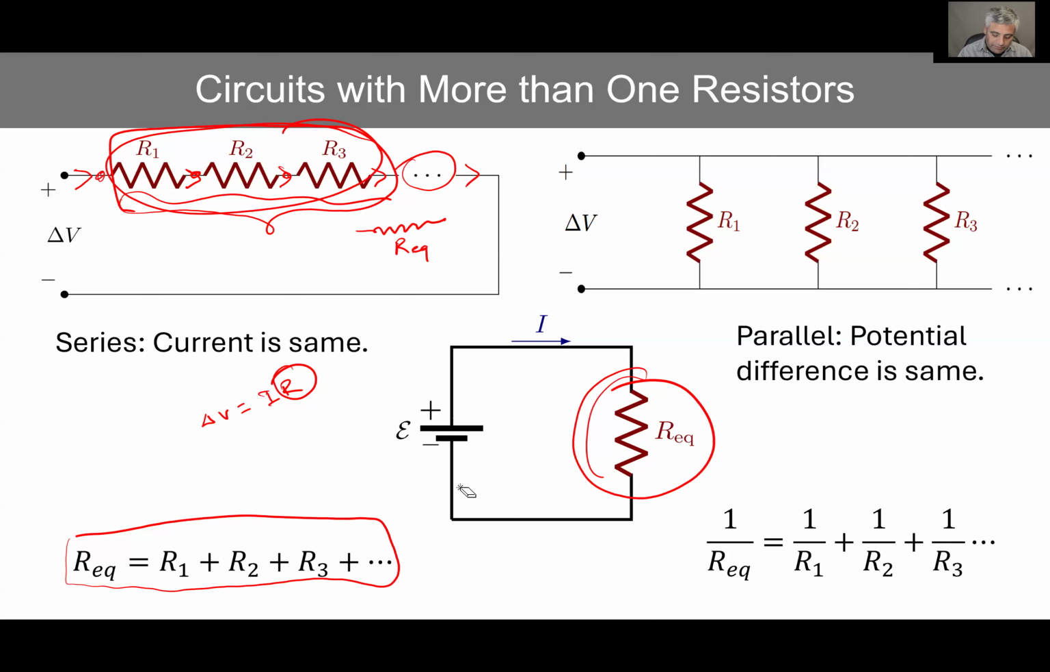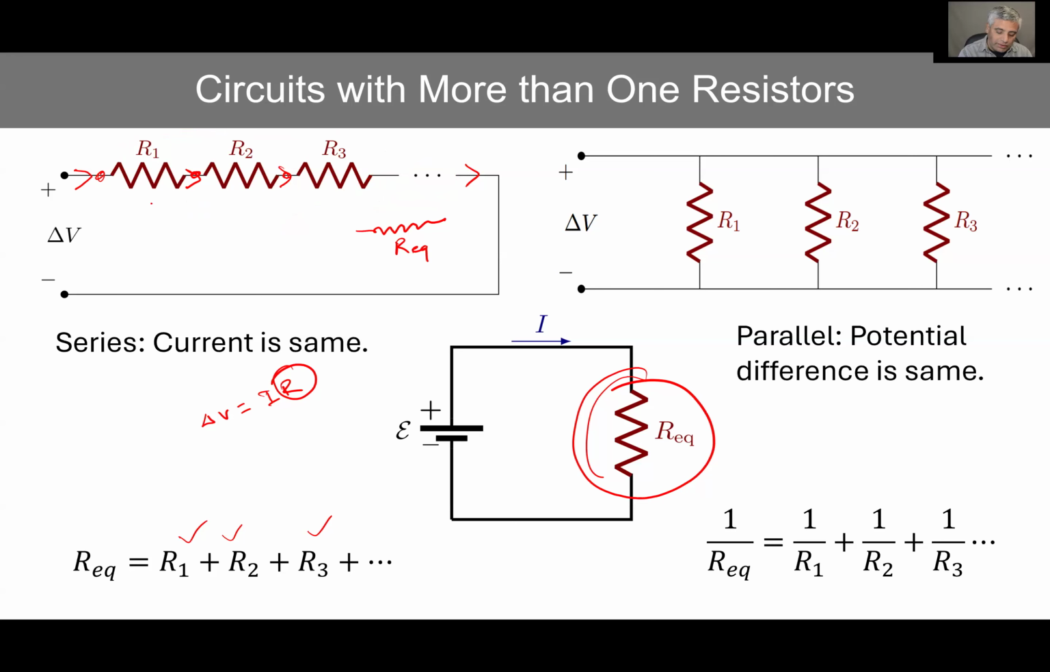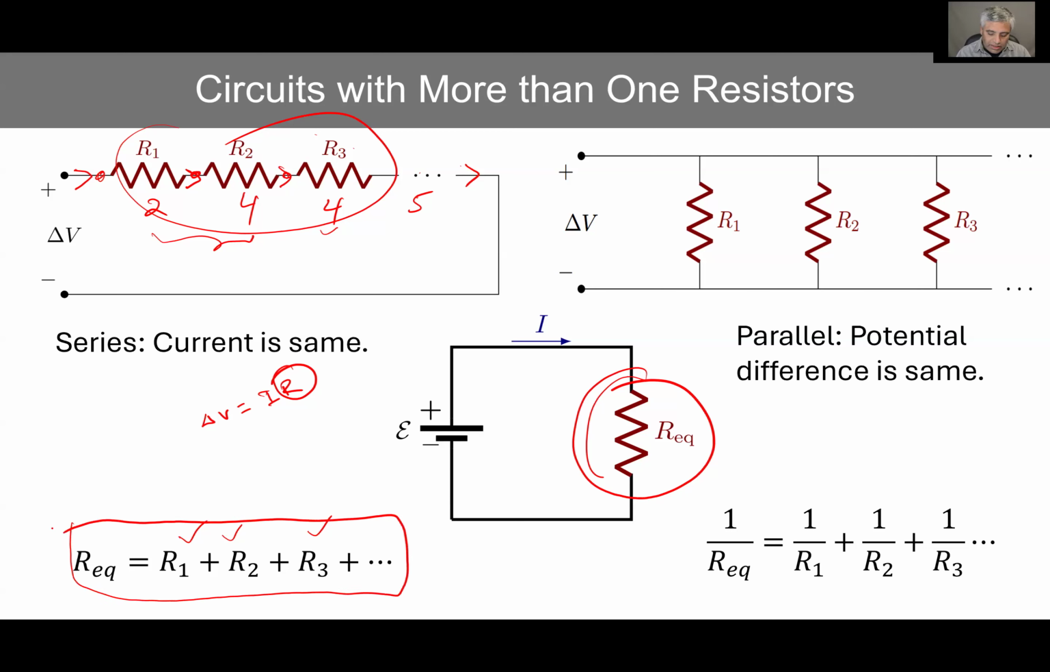When we have 3, we need to add them to get the total. Simple, right? They are in series, so we just add the numbers. If this is 2, this is 4, and this is 4, then 2 plus 4 is 6, and plus 4 is 10. In this case there are only 3, but if we have 4, then we keep adding that one as well, and so on. So in a series combination, equivalent resistance is found by simply adding those numbers.